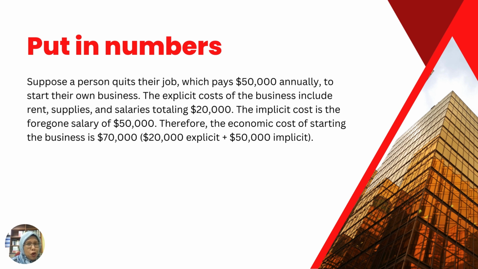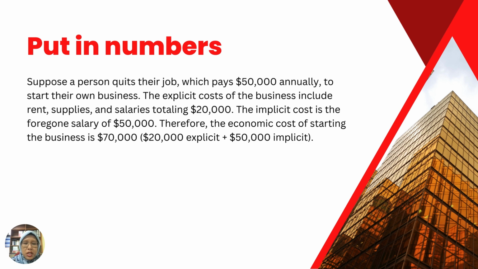The hidden costs, of course, there's more. Let's say you quit your job, it means that you are also giving up the 50,000 salary that you used to earn. This is what we call implicit cost. That is the value of what you are sacrificing to pursue your new business, right? Total economic cost, what is it? So when we add it all up, the total economic cost of starting your business is actually 70,000. That's 20,000 in explicit cost and 50,000 in implicit cost.